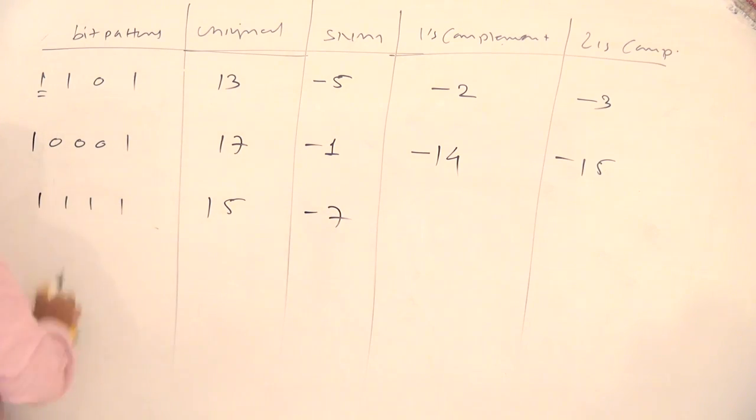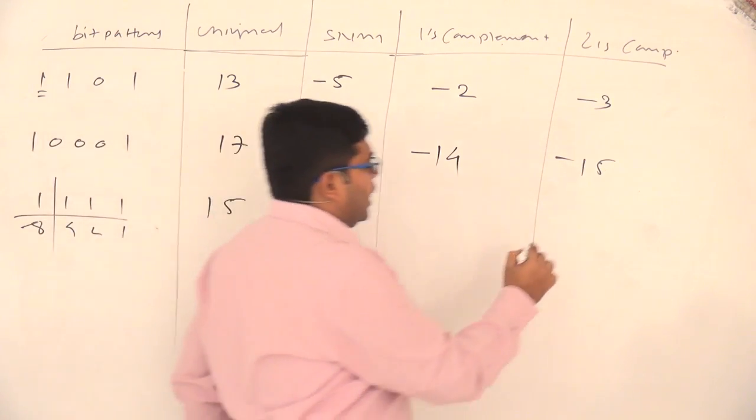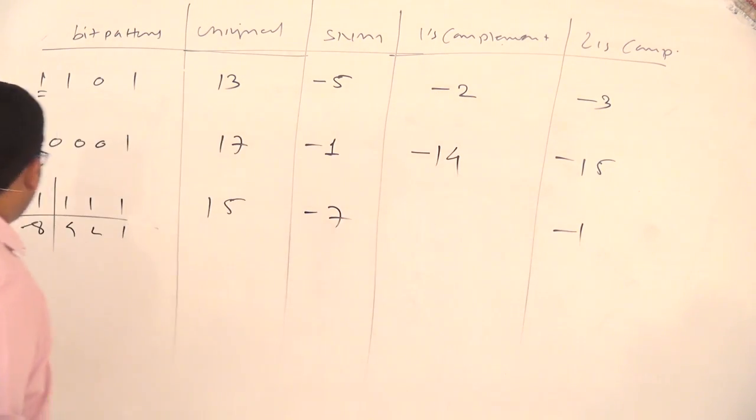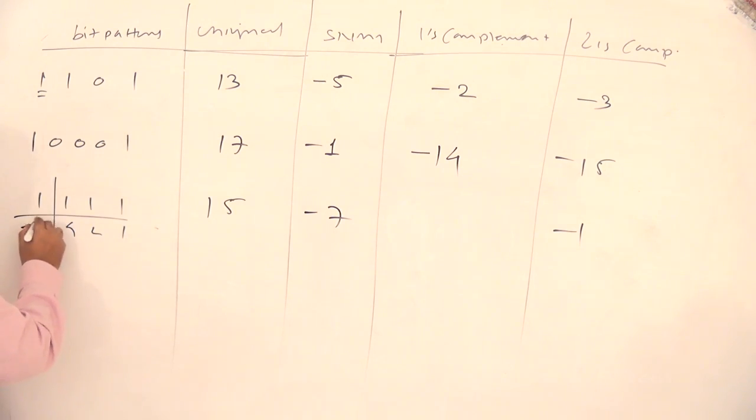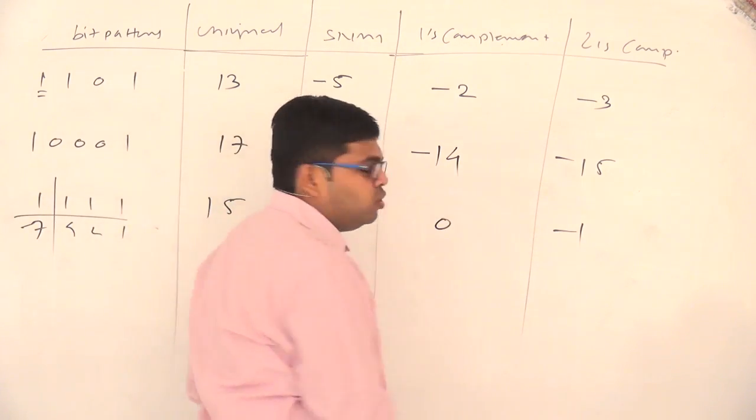In 2's complement, we will use the place values 1, 2, 4 and minus 8. Minus 8 plus 7 will be equal to minus 1. And in 1's complement, this place value should be taken as minus 7. So minus 7 plus 7 will come out to be equal to 0.